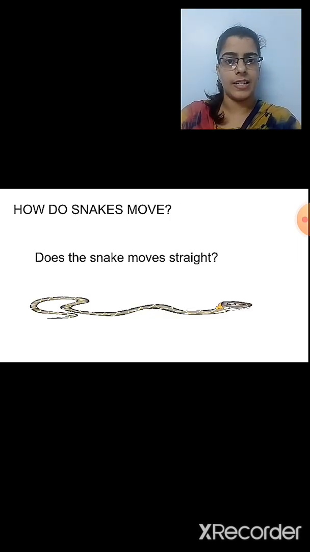Now let us study, how do snakes move? Have you ever seen the movement of a snake? How does the snake move? Does the snake move straight? No, the snake does not move straight. Let's see how the snake moves.